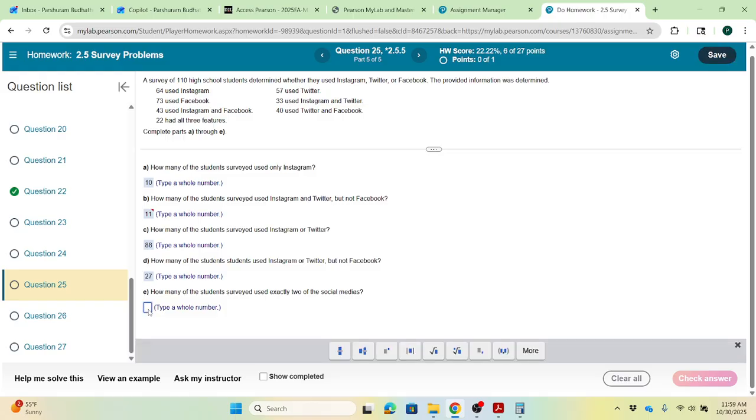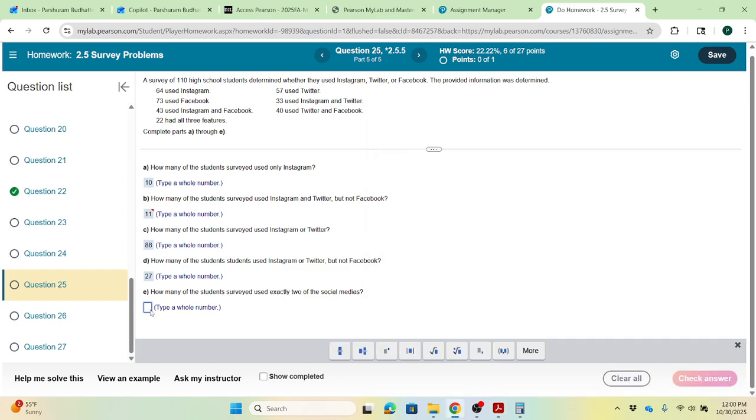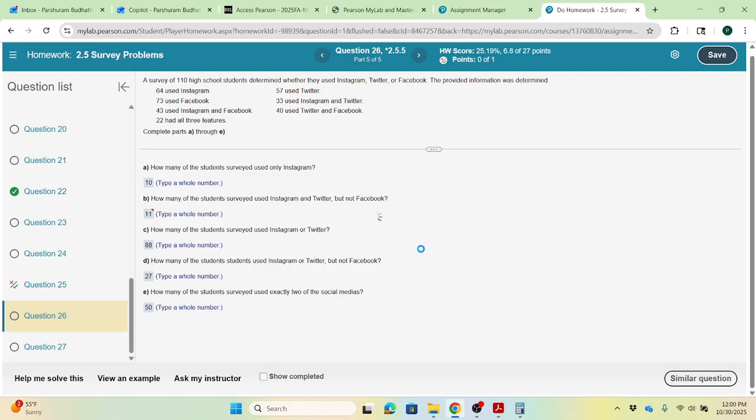How many of the students surveyed use exactly 2 of the social media? Exactly 2 of the social media? Not 3, not 1, exactly 2. So 11 plus 18 plus 21. So 11 plus 21 is 32, plus 18 is 50. 50 of them, they use exactly 2, not more than 2.